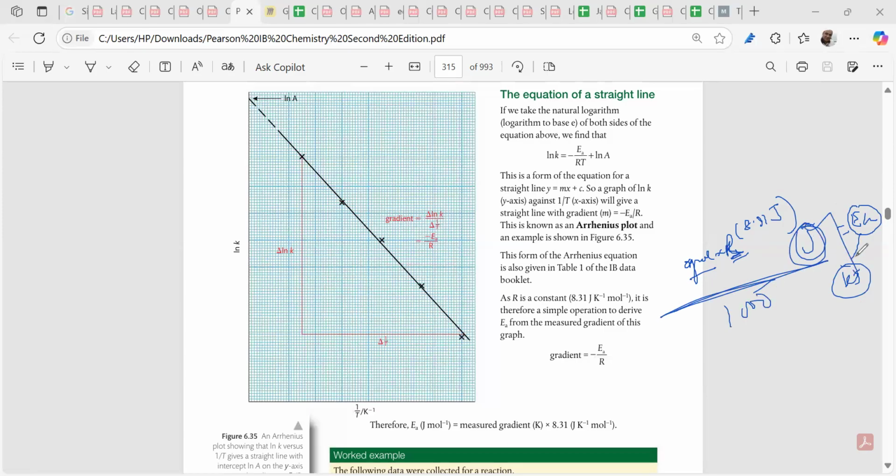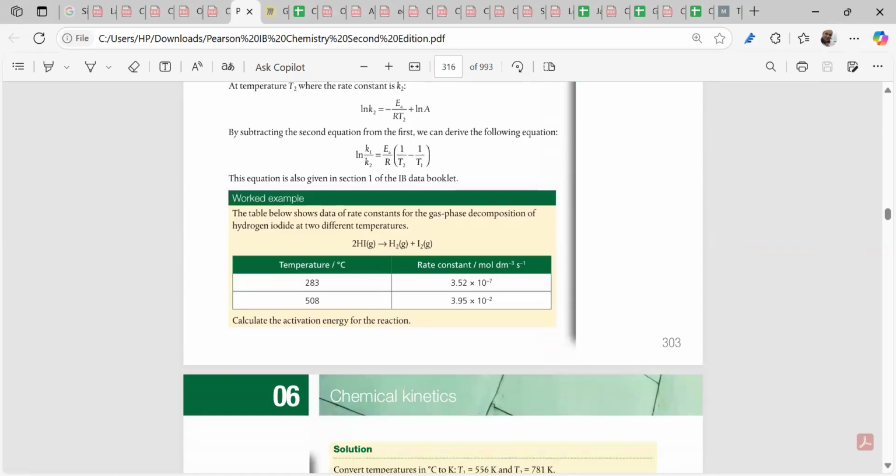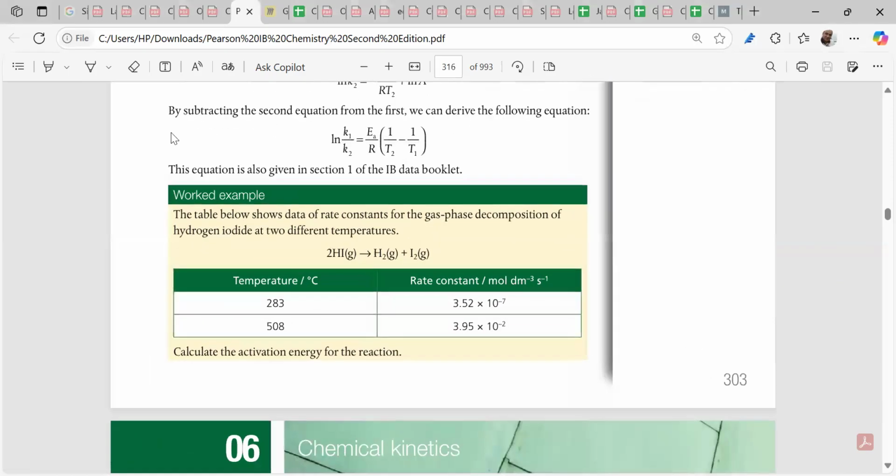Is it clear? You get my point? So that's the thing you have to master. Also, there's a simultaneous equation: ln k1 by k2 is equal to Ea by R, and so on.